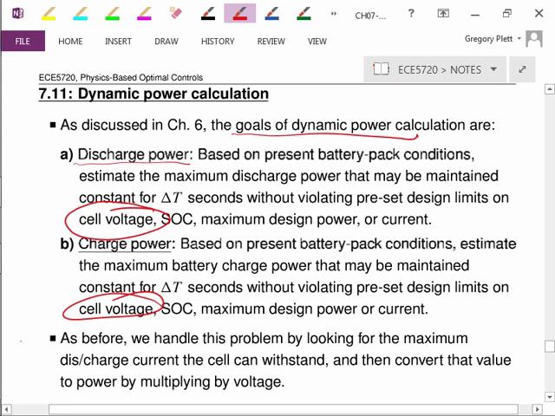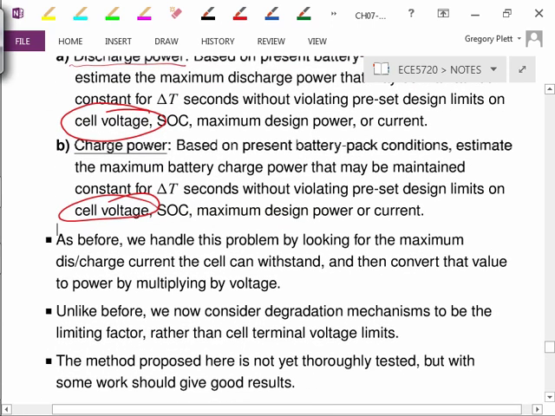What we're going to do is look for the maximum charge or discharge current that the cell can withstand and then convert that value to power by multiplying by voltage. But unlike before, degradation mechanisms are the key. They are the limiting factor, not the cell terminal voltage limits.